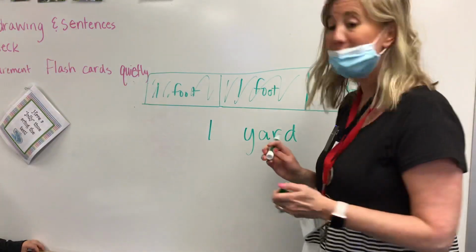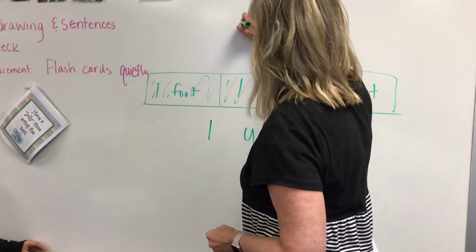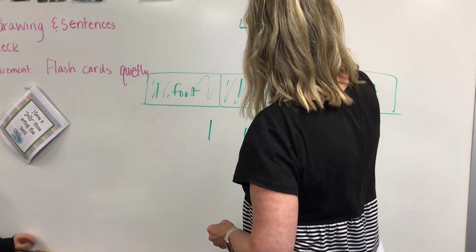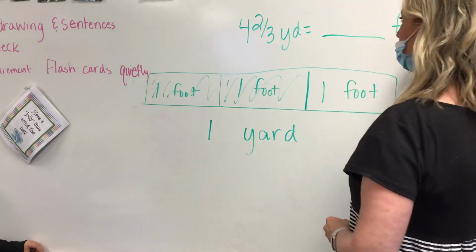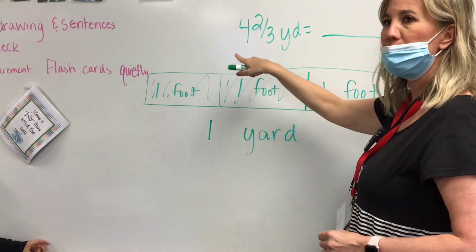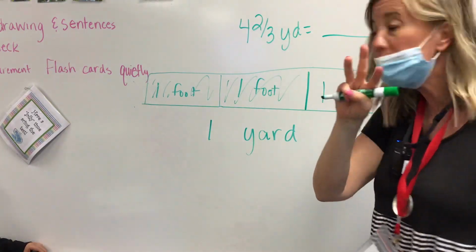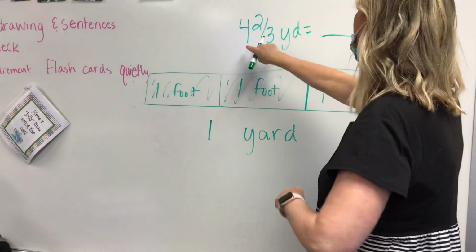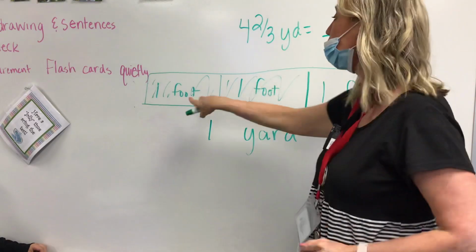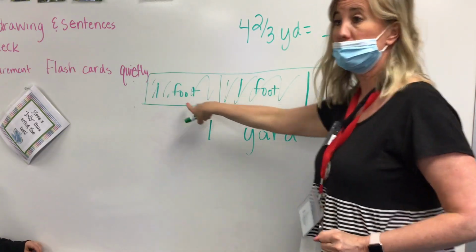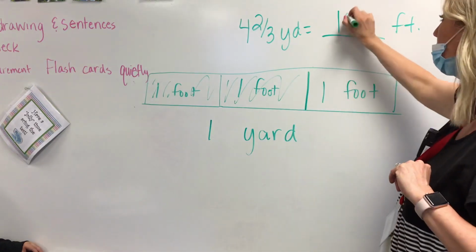So if it asks you, like in number 4, 4 and 2/3 yards equals how many feet? Well, how many feet are in a yard? How many feet are in a yard? 3 feet are in a yard. So we know this part is just 4 times 3, which is 12, and then 2/3. So 13, 14. Does that make sense to see the picture that way?